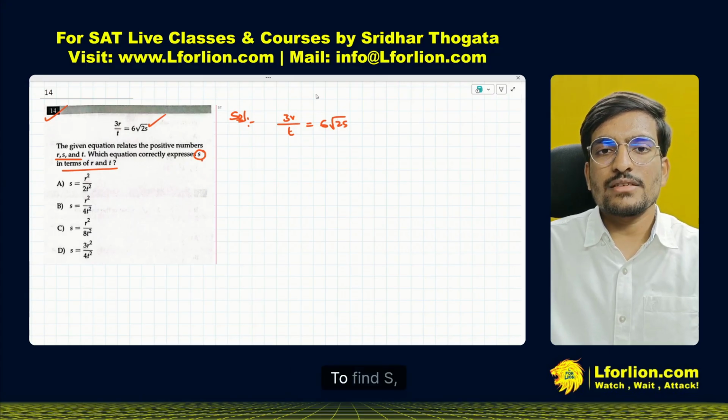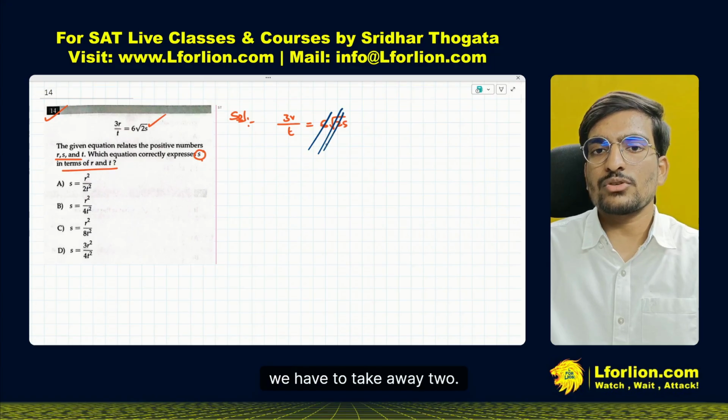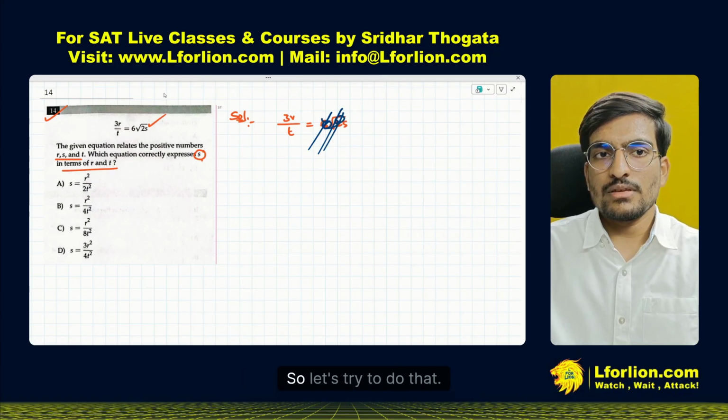We have to find s. To find s, what we have to do? We have to take away 6, we have to take away root, we have to take away 2. Then we will get the value of s. So let's try to do that.